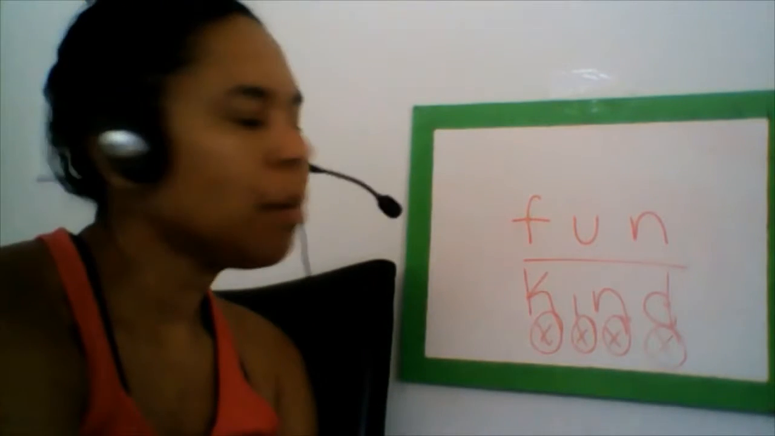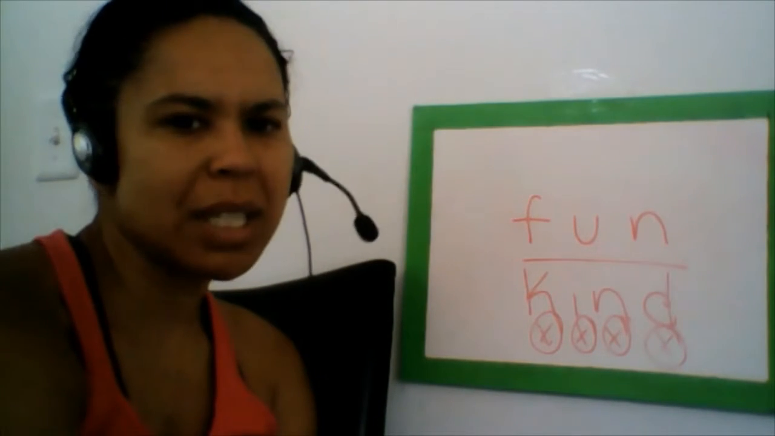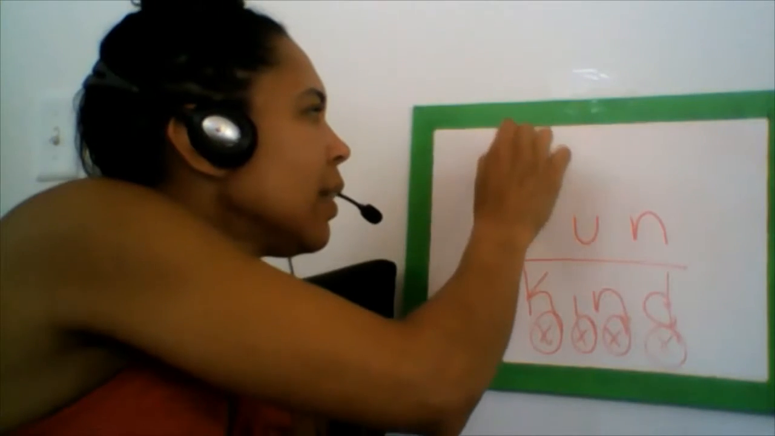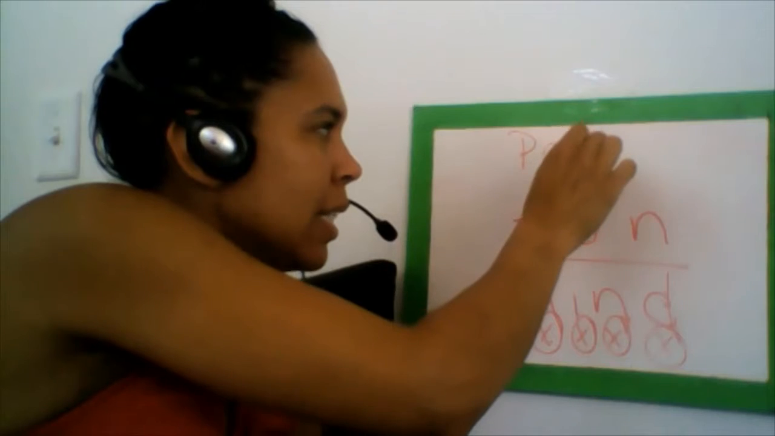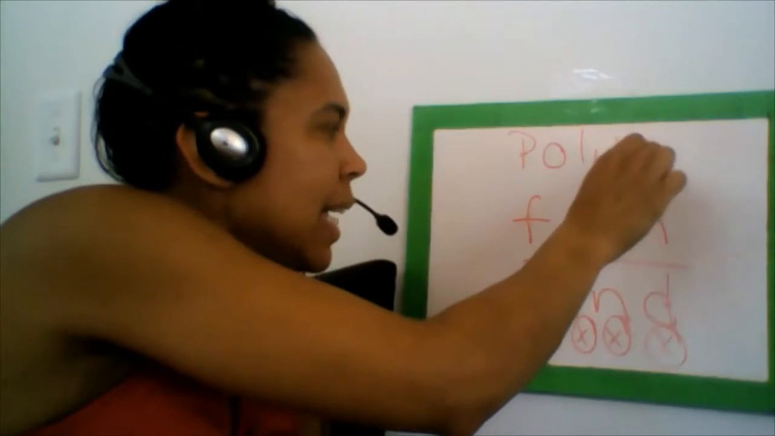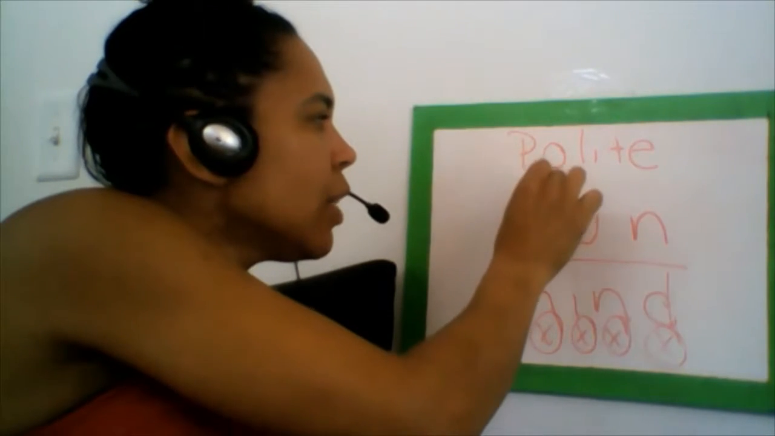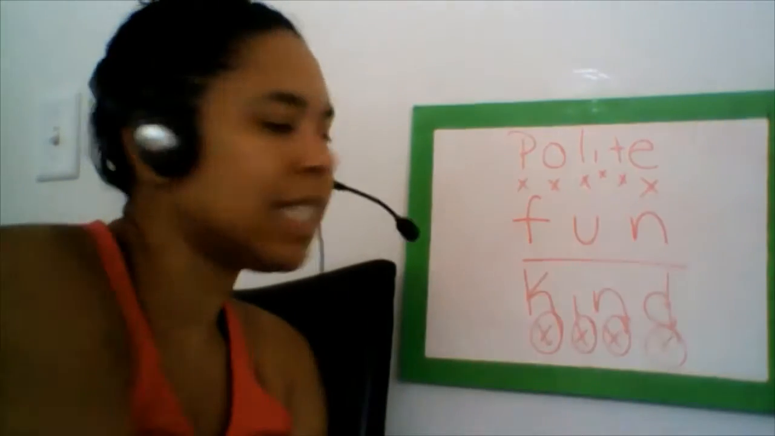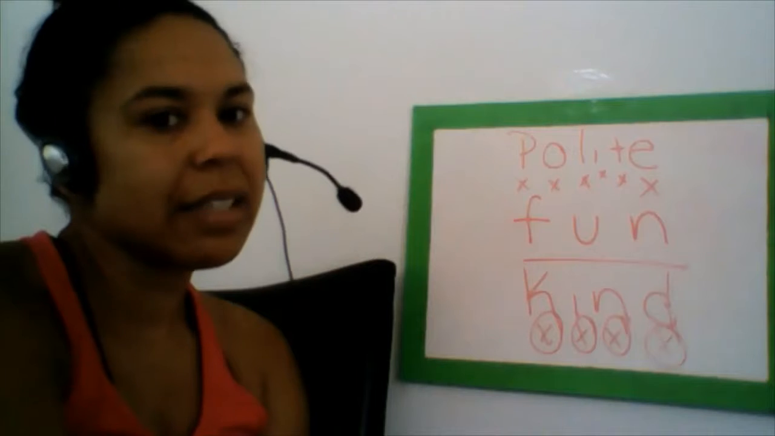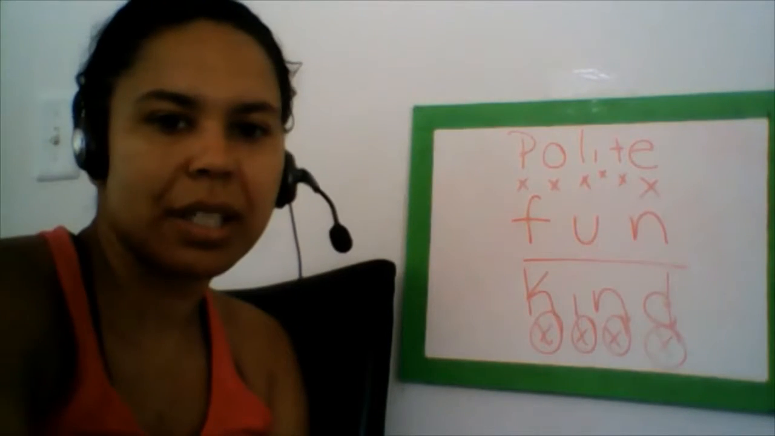Polite. What is polite? To be nice, to use your manners, right? Polite. 1, 2, 3, 4, 5, 6. Polite has 6 letters. Let's go on.